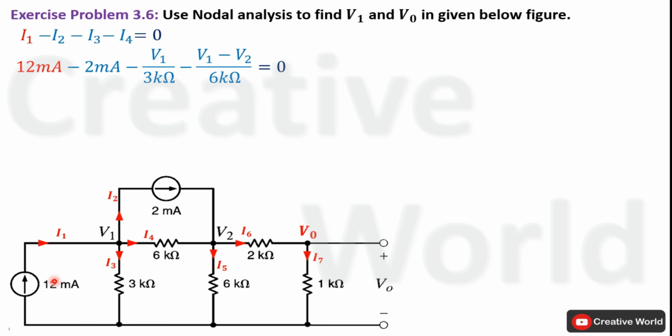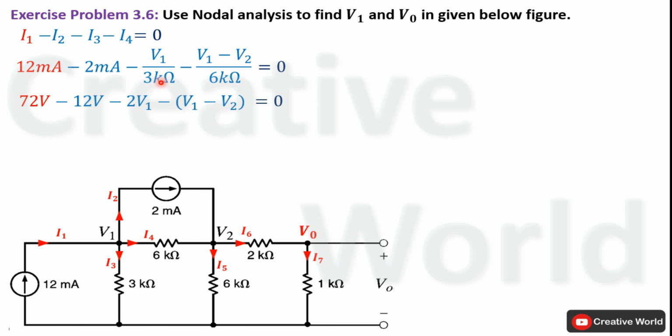Current I1 is equal to 12 milliampere. Similarly, current I2 is equal to 2 milliampere, while current I3 will be equal to the voltage across this 3 kilo ohm resistance divided by the value of resistance, V1 divided by 3 kilo ohm, and I4 will be equal to V1 minus V2 divided by 6 kilo ohm, because current I4 is flowing between two non-reference nodes and the direction of current is from V1 to V2, which indicates that V1 is at higher potential than V2, and the current through this resistance will be equal to the potential difference of these two non-reference node voltages divided by the value of resistance.